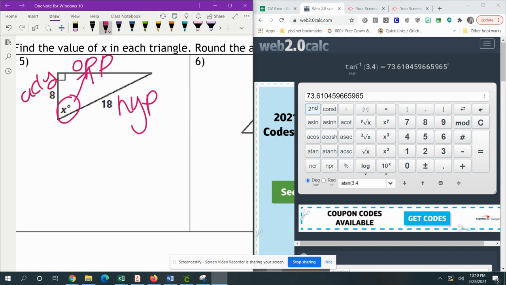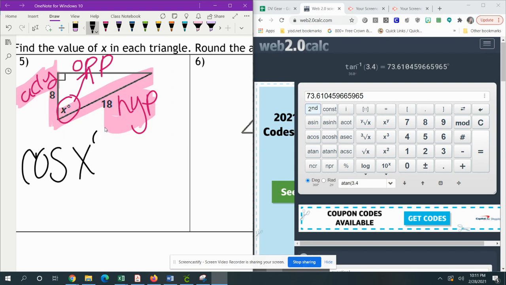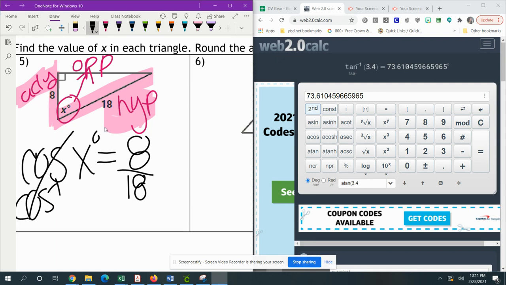So we go based off of what they give us. They give us the adjacent is 8, and the hypotenuse is 18. So adjacent and hypotenuse, that is going to be my cosine function: cosine of x degrees, we don't know what it is, equals my adjacent, which is 8, over my hypotenuse, which is 18. Now to solve for x, we're going to have to use the inverse cosine, the opposite operation.